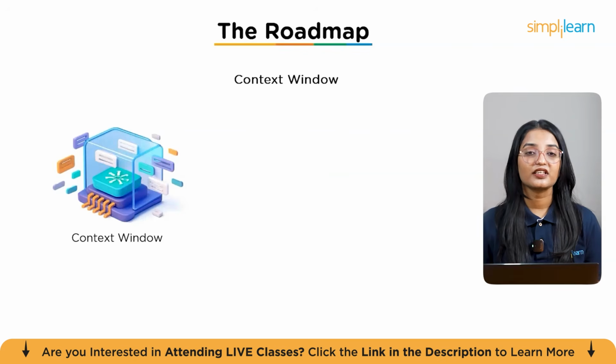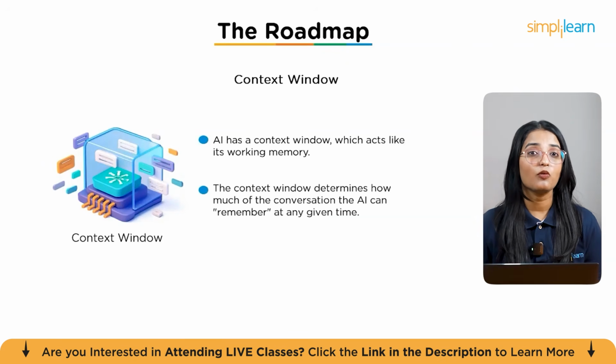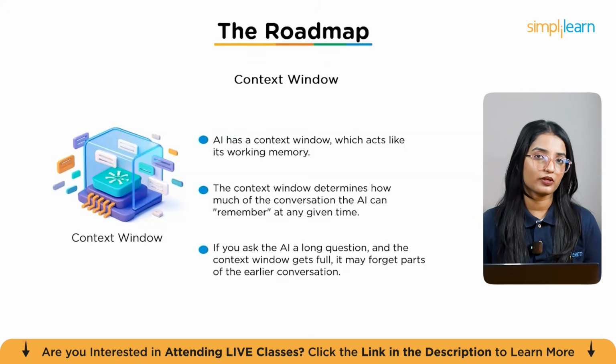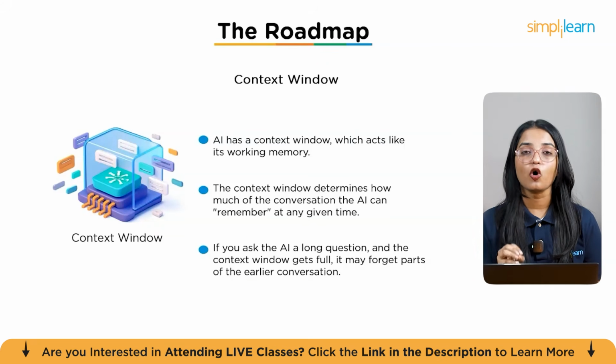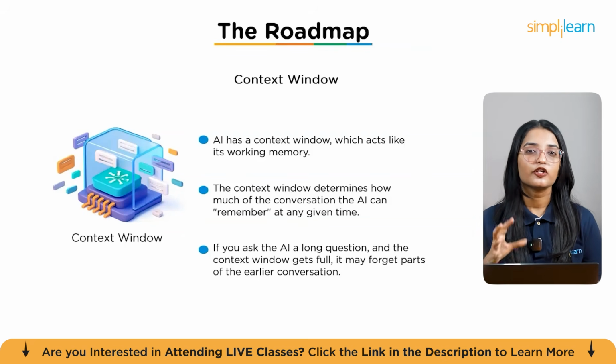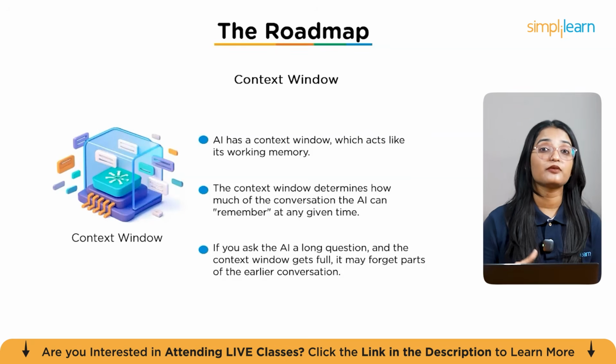Next, let's talk about the context window. Every large language model has a limit on how much information it can remember at once, and this is called the context window. You can think of it like short-term memory. If someone talks continuously for 2 hours, you probably forget what they said at the beginning, right? AI works in a similar way. When the input becomes too long, older information gets pushed out.